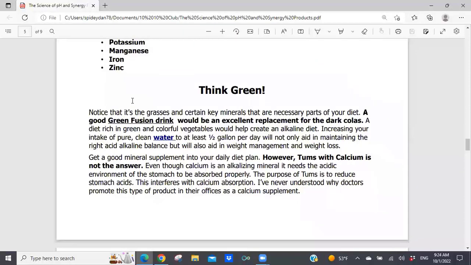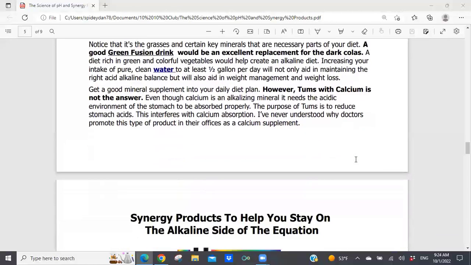And you need an acidic stomach to be able to properly digest calcium so that it can be absorbed into your body. So when you interfere with your stomach acids through something like Tums, you really don't get the calcium absorption that you think you're going to get. So it doesn't make sense to me why doctors continue to promote this type of product as a calcium supplement. You're better off taking a calcium supplement than doing something like Tums.